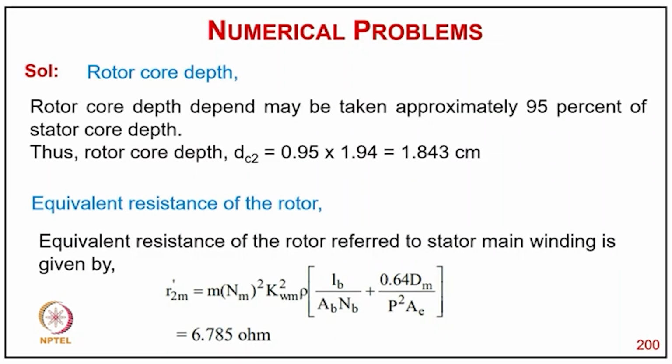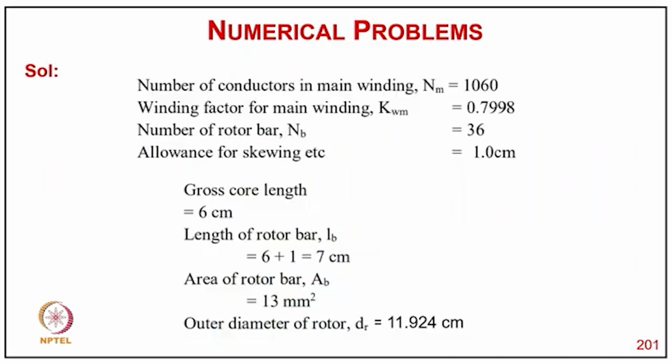Now coming to rotor core length. The rotor core length may be taken approximately 95% of the stator core length. So thus the rotor core depth is DC2, which now comes to 1.842 centimeter, and the equivalent resistance of the rotor referred to the stator is R2M square. Putting the value, it comes to 6.785 ohm.